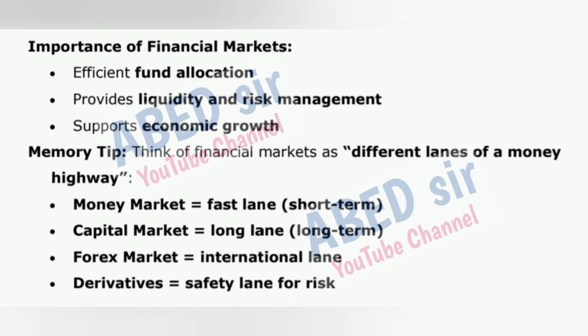Memory tip: Think of financial markets as different lanes of a money highway. Money market is equal to fast lane, short term. Capital market is equal to long lane, long term. Forex market is equal to international lane. Derivatives is equal to safety lane for risk.